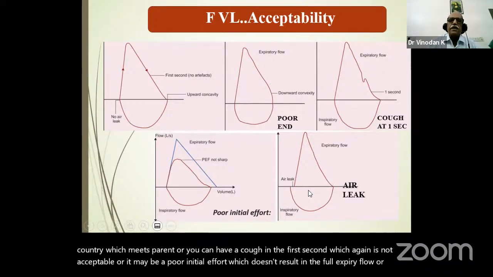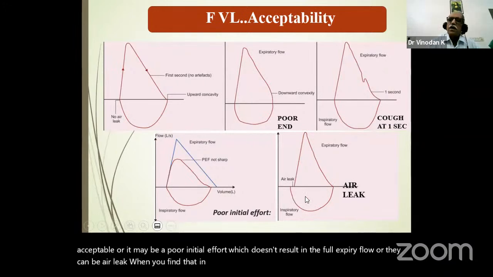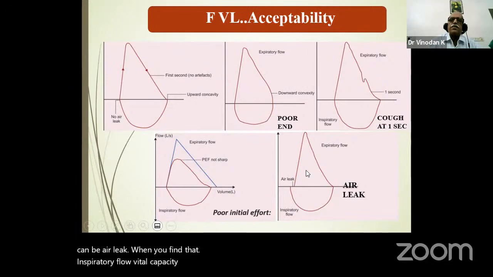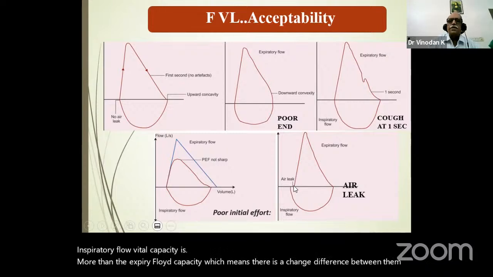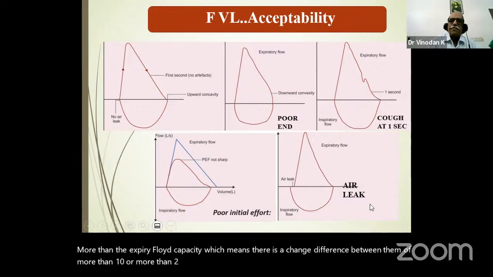Also, the inspiratory flow vital capacity may be more than the expiratory flow vital capacity, with a difference between them of more than 10% or more than 200 ml.